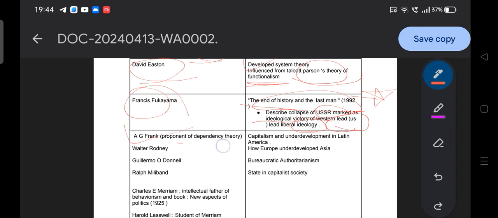Then A.G. Frank, the proponent of dependency theory, as a critic of modernization, because we are following the sequence here: first traditional, then modernization, then dependency. A.G. Frank wrote the book Capitalism and Underdevelopment in Latin America. Then Walter Rodney, the book How Europe Underdeveloped Africa. Then Guillermo O'Donnell is associated with bureaucratic authoritarianism. Do remember that. Then Ralph Miliband, The State in Capitalist Society. This book is written by whom? The State in Capitalist Society, Ralph Miliband.